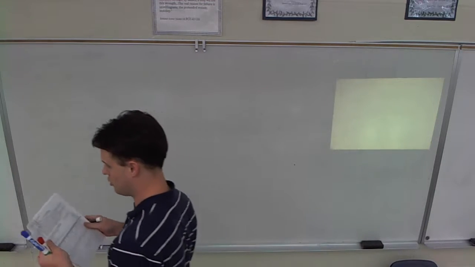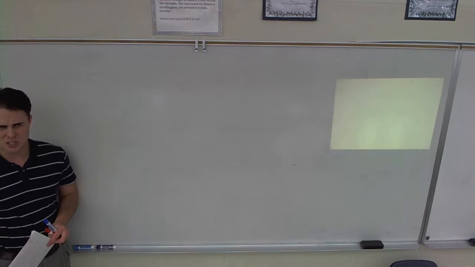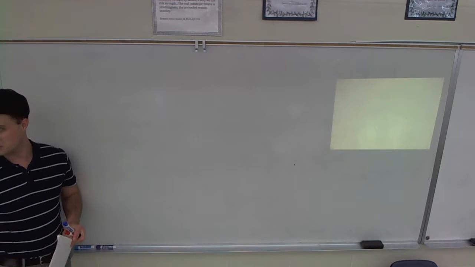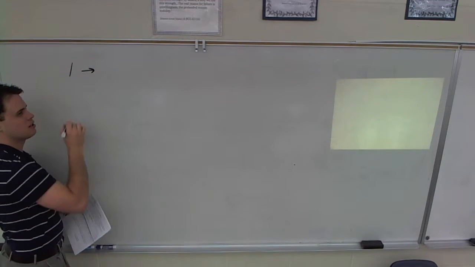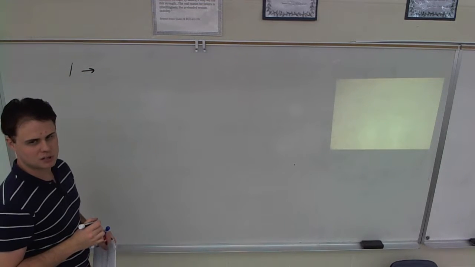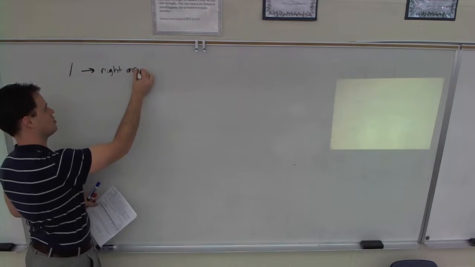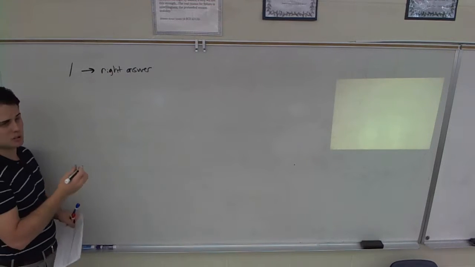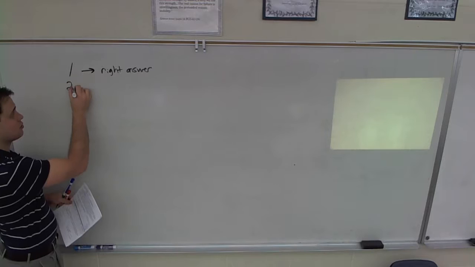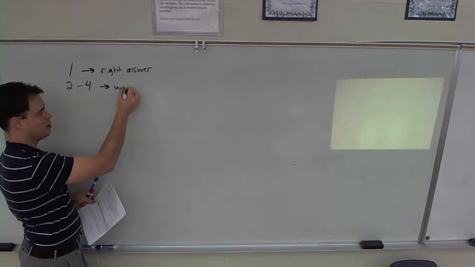Assign digits to outcomes. What do you guys think? What are the possible outcomes here? Correct. Should we just use 1 digit, 2 digits, 3 digits? Can we just use 1 digit? I think so. Let's say 1. If a 1 comes up, it's a right answer. And then how many choices were there in each one? 4, so maybe 2 through 4 represent wrong answers.